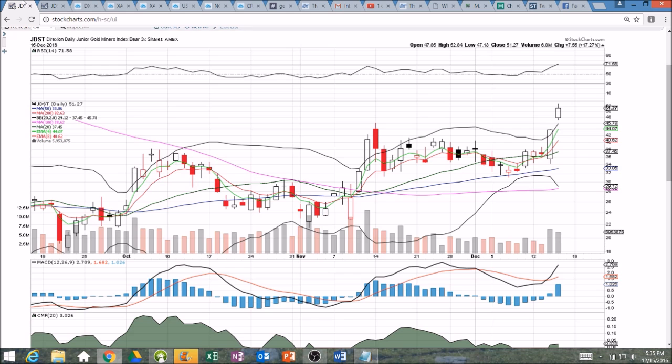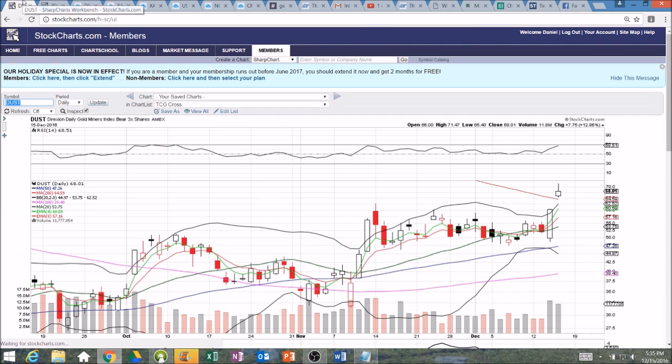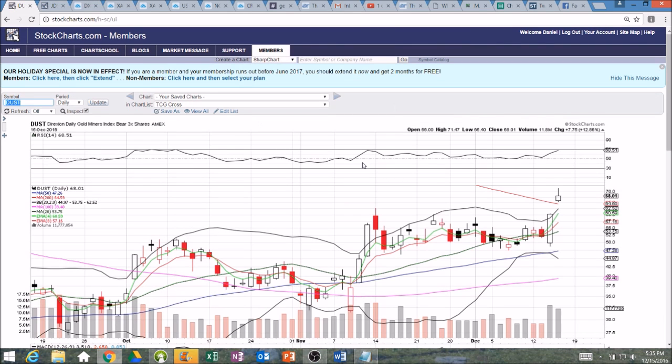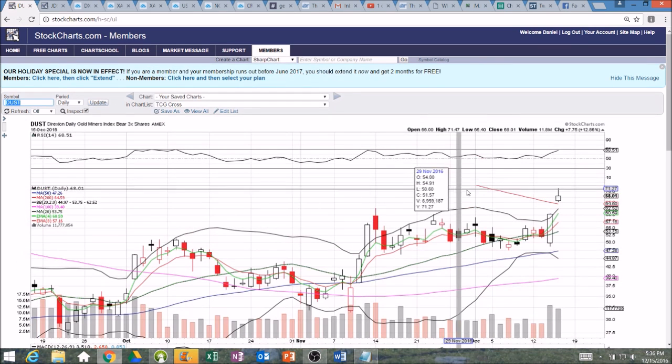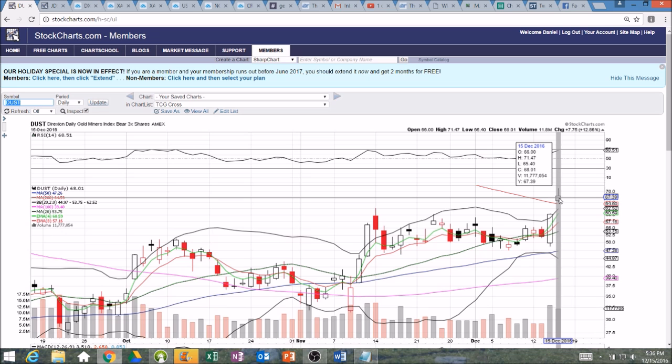So checking back in now on DUST, very similar, full-on breakout, a lot weaker close though. Look at that upper wick. This is a bearish reversal inverted hammer, and you look at JDST and it's nowhere near that weak. So JDST without a doubt had a stronger close today, and we'll see if that shows up and follows through tomorrow.